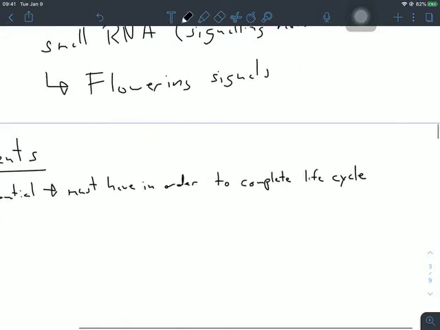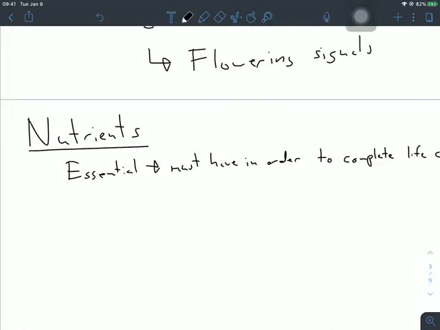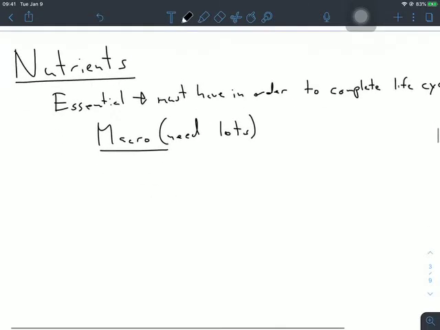This means that the plant uses it in its metabolism, uses it in its body, and if you don't have enough of this, the plant will not produce flower and fruit and make babies. It's essential to the growth of the plant. Now, in terms of these essential nutrients, you have those that you need a lot of, our macronutrients, and those that you need very little of, our micronutrients.